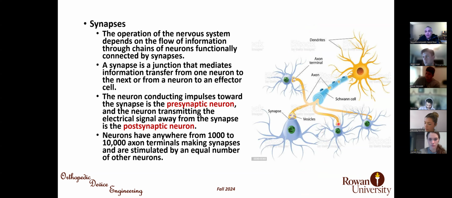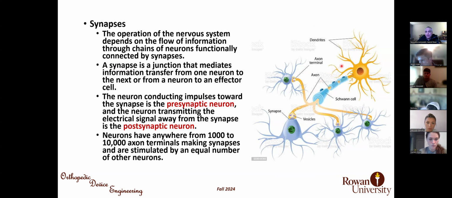We said the end of the axon branches, sometimes up to 10,000 branches, and the end part of each of these branches is called an axon terminal. These axon terminals connect this axon to the next organ. It can be a neuron, it can be a muscle cell, it can be a gland cell, whatever it is. The next connection with the next cell is through these axon terminals. And this connection is called a synapse.